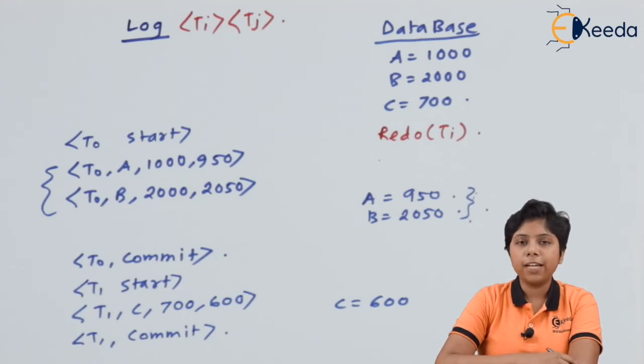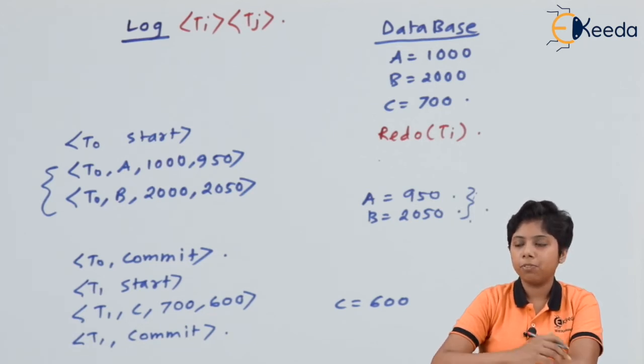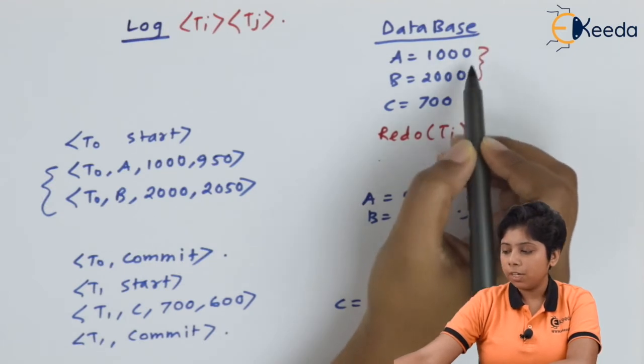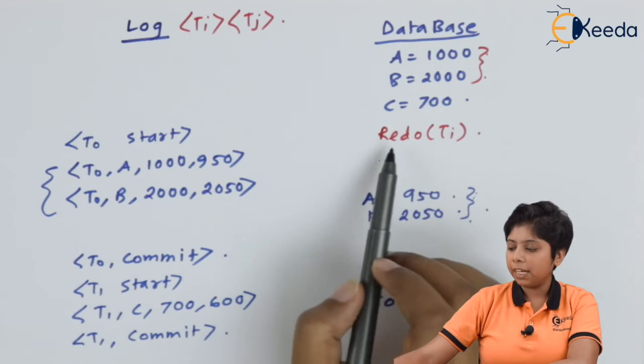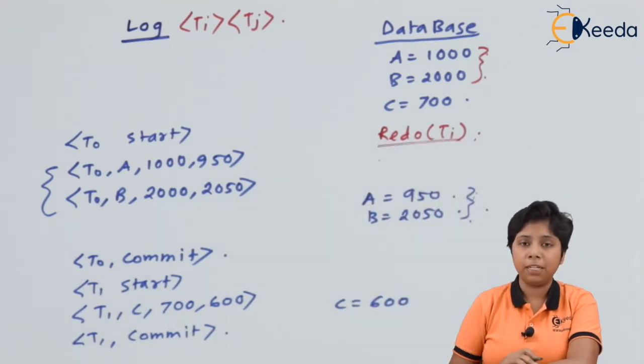Now the redo Ti means that we need to put in all the old values of this Ti that we can have in the database. That means we need to go for the orders of this 1000 and 2000. Now what happens if this redo Ti is happening?